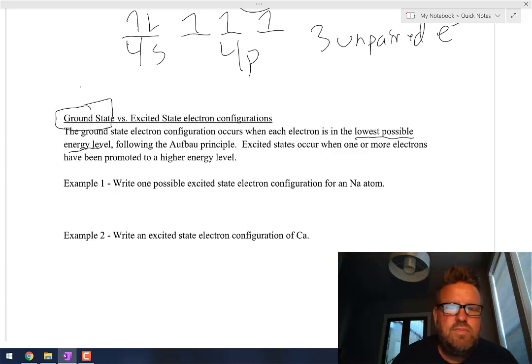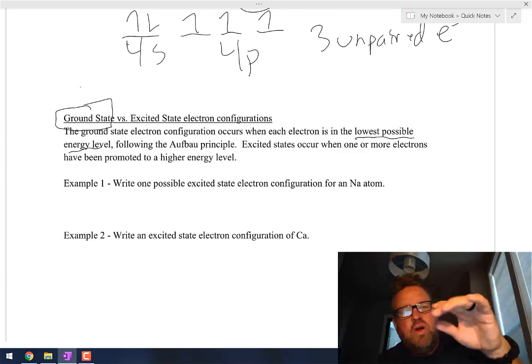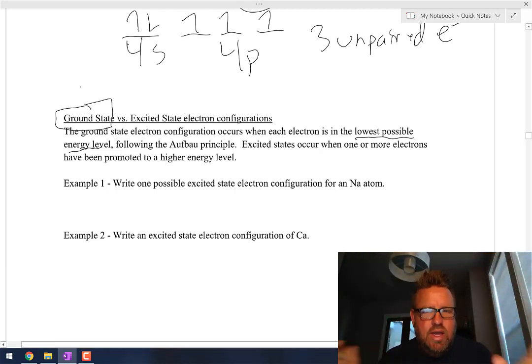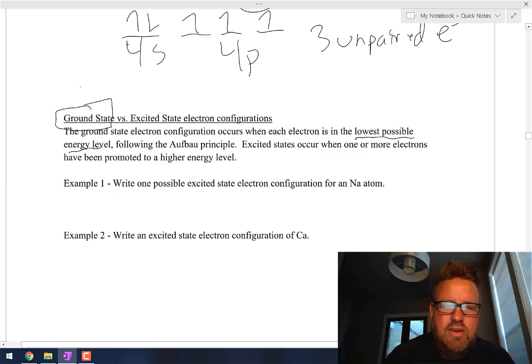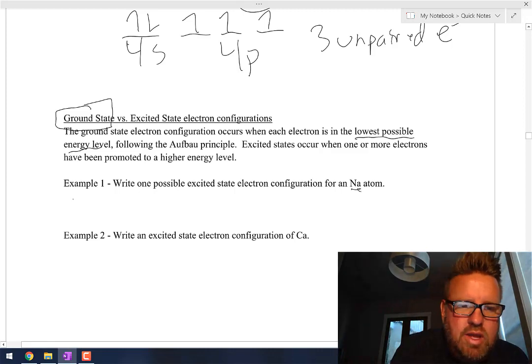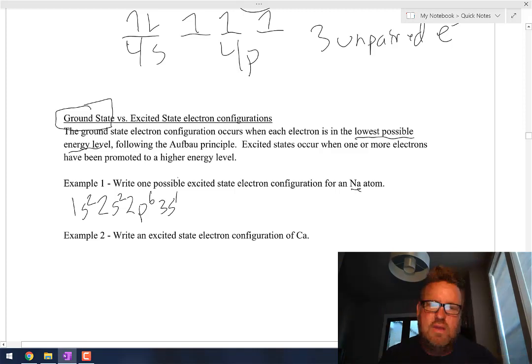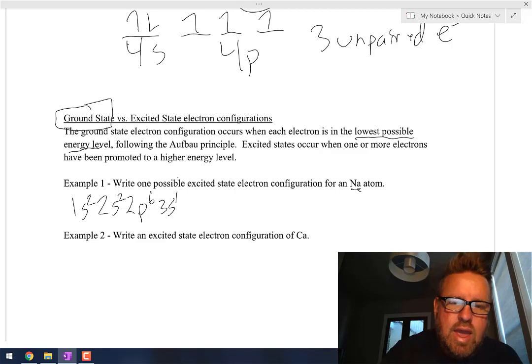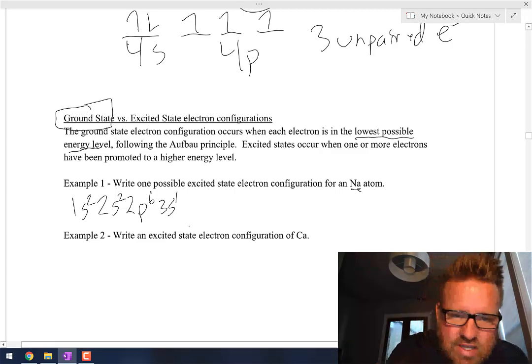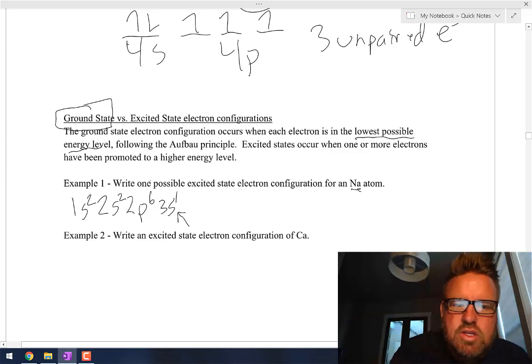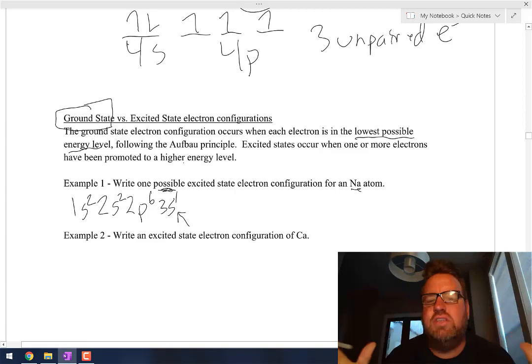Okay, now what's an excited state electron configuration? It means that one or more of those last electrons has been moved up to a higher energy level. It doesn't matter where, it just means that it's been moved up to somewhere different. So for example, with sodium, regular sodium, 1s2, 2s2, 2p6, 3s1. Okay, that is what we call the ground state electron configuration of sodium. An excited state just means that this last electron here gets promoted or moved up to a higher energy level. So that's why it says possible, because there's lots of different ways you could write this.